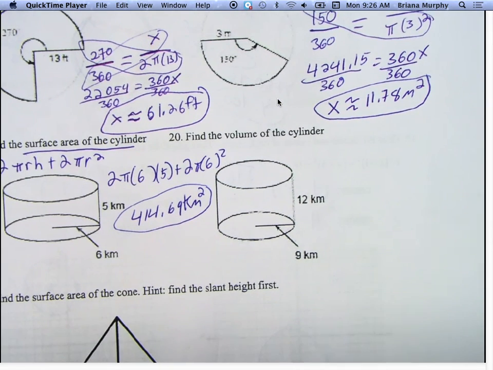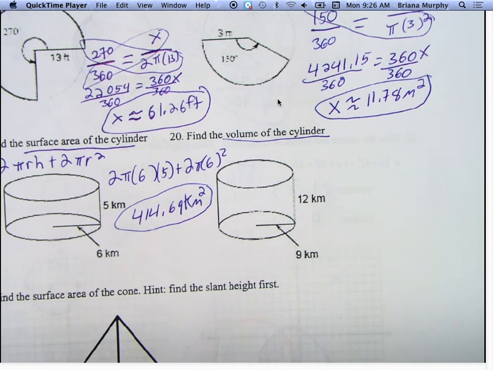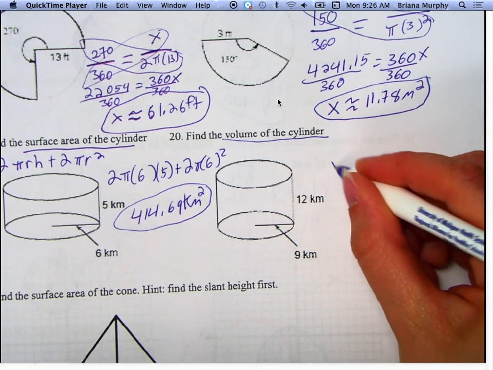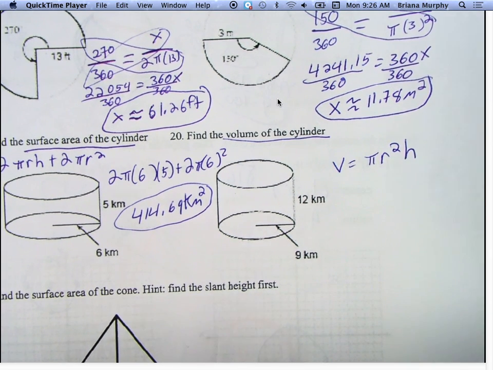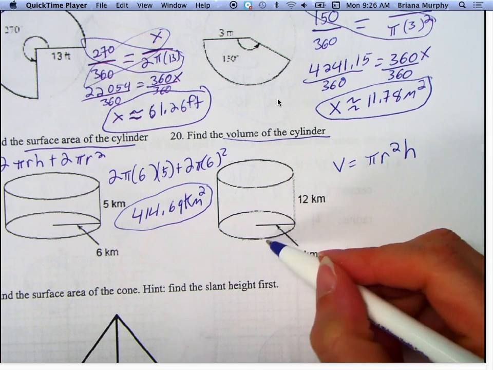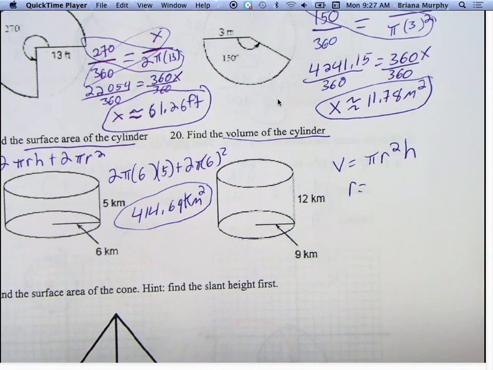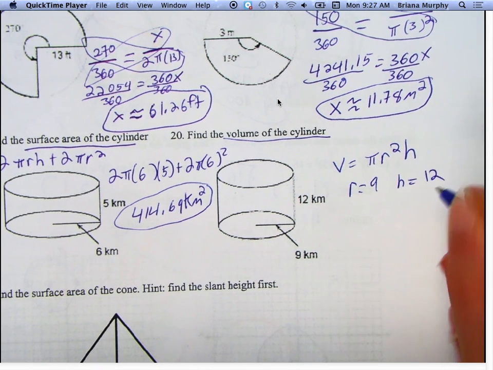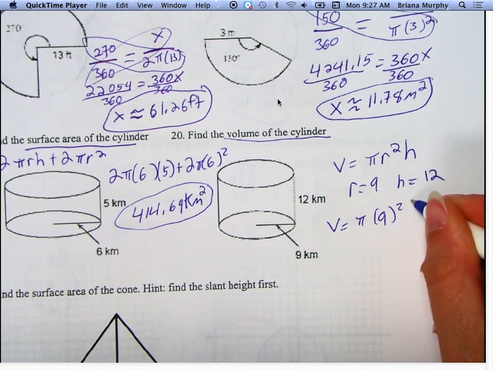Okay. Find the volume of a cylinder. What is the equation for volume of a cylinder? Pi r squared h. Yep. It's just like we take the area of a circle and stack it on top of each other. How many times? What's r in this case? What's the height in this case? 12. So we're going to write volume equals pi 9 squared times 12.